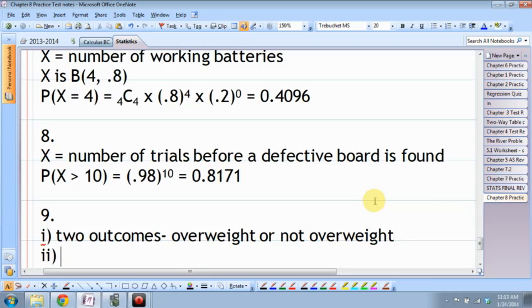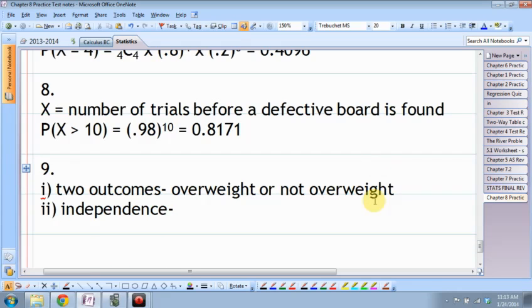Condition 2: independence. Are we assuming that just because one person's overweight will not affect the next person? Okay. We just assume that because it says good cross-section of America. Good point. Independence is kind of implied here, implied with good cross-section.